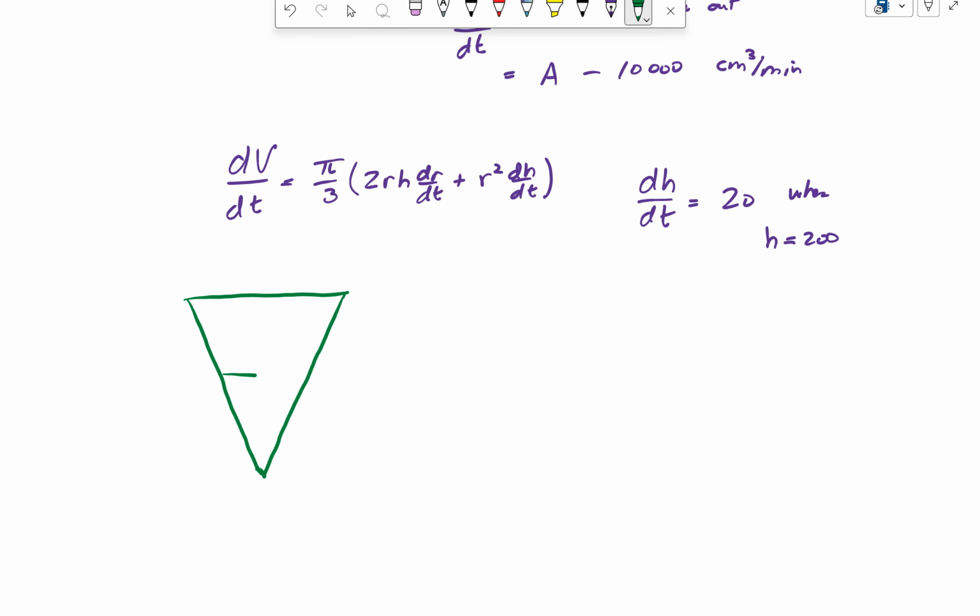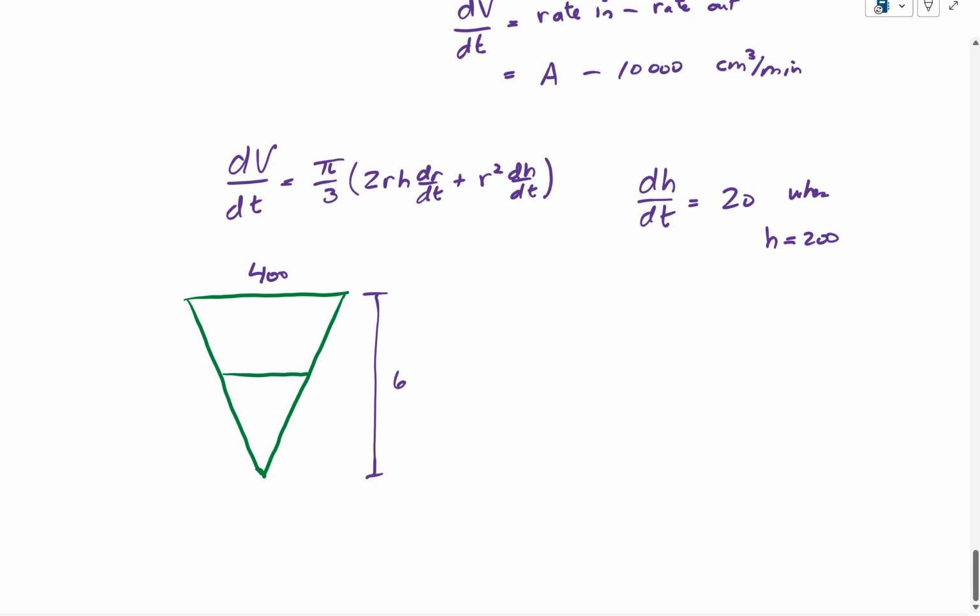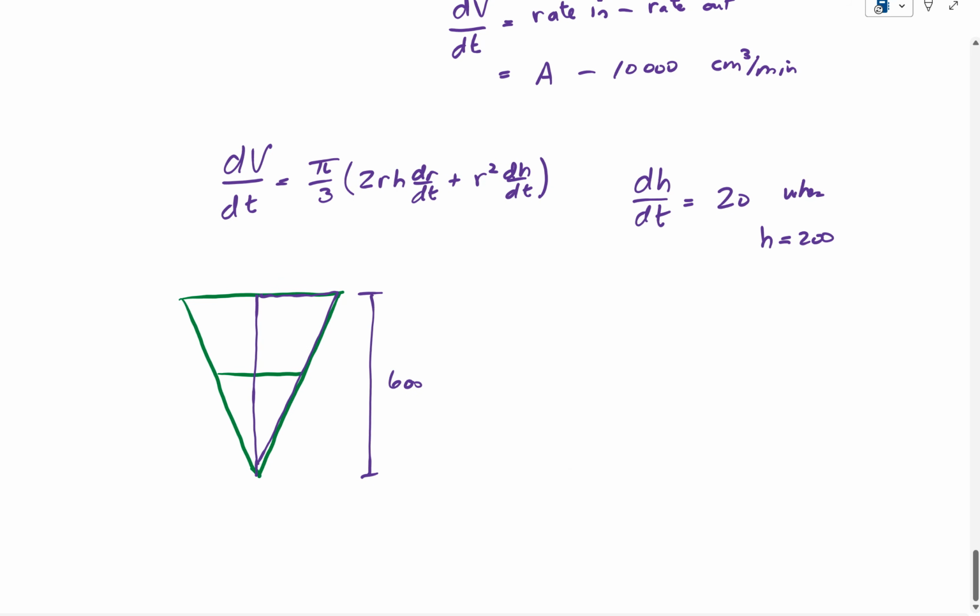Yes. And now I can use similar triangles again. So I know that this is 400. I know that the total height is 600. So if I make triangles here like this, we can say just these triangles over here on the side. So this is 200. This is r. This is h, and the whole thing is 600. So I have r over h is the same as 200 over 600, which is 1/3. So r is equal to 1/3 h.